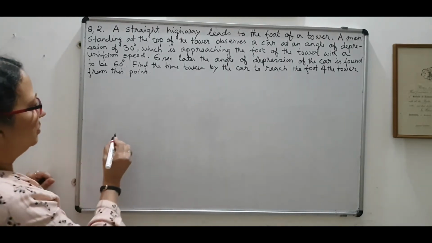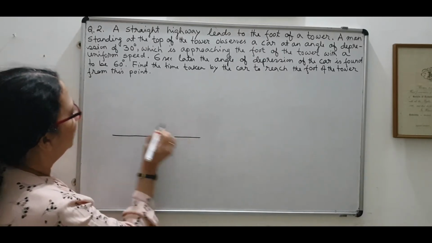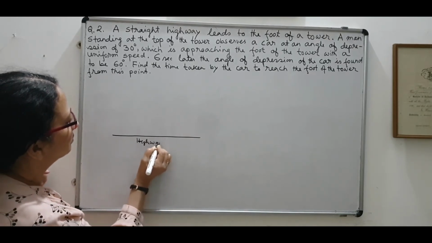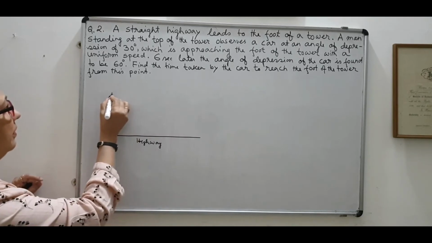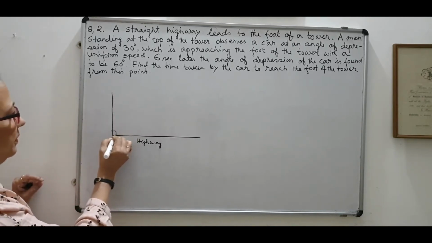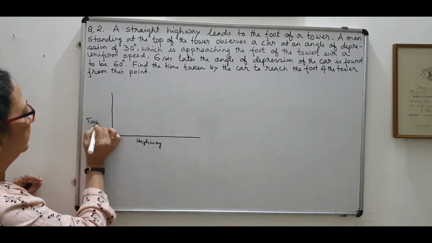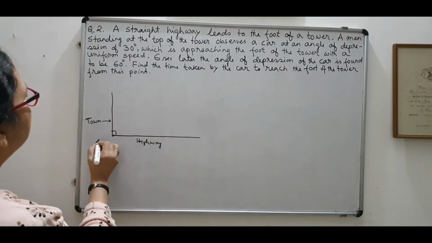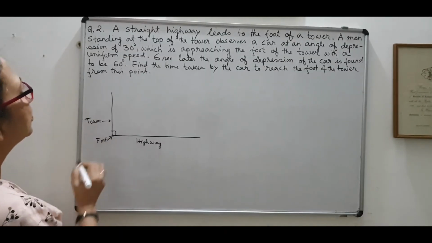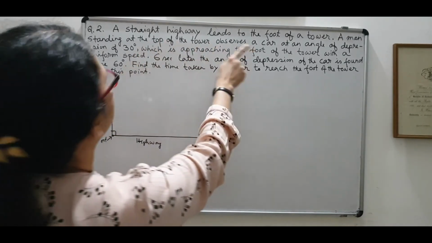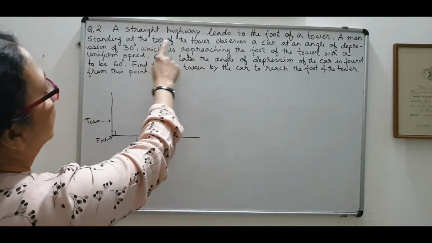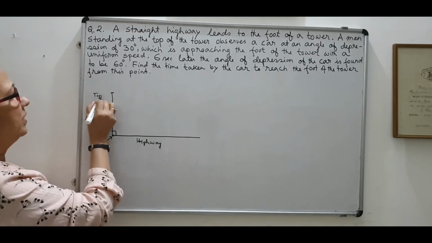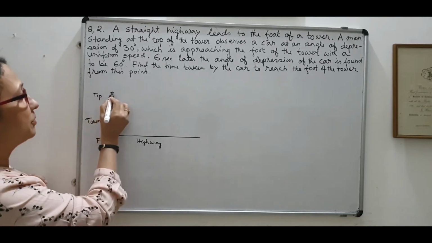It's a bigger size. So this is highway, and there is a straight highway, and this is a tower. This is tower. So this is straight highway leads to the foot of the tower. This is the foot of the tower. Now a man standing at the top of the tower. So this is the top of the tower. So here is the man. That means the eye of the observer is here.